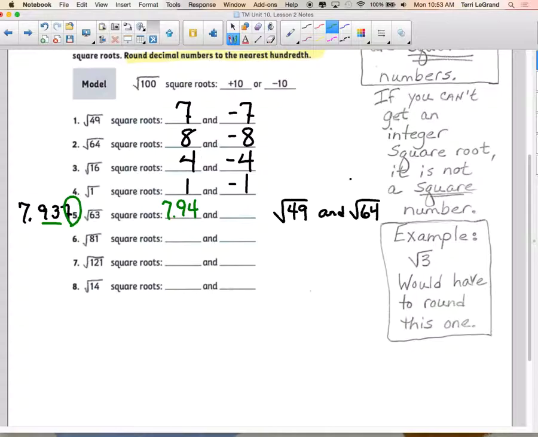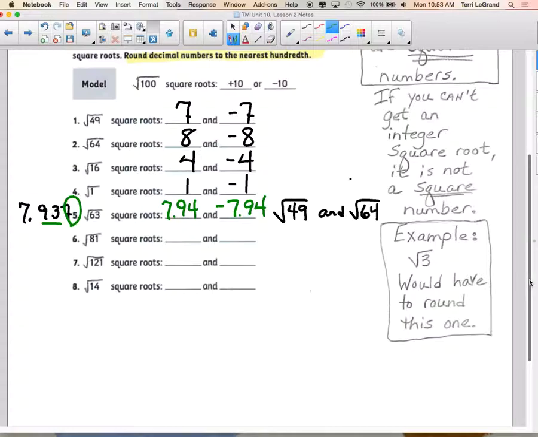What would the other one be then? Negative 7 and 94 hundredths, yes. So we have to know how to round correctly. Questions? Okay, then let's carry on.